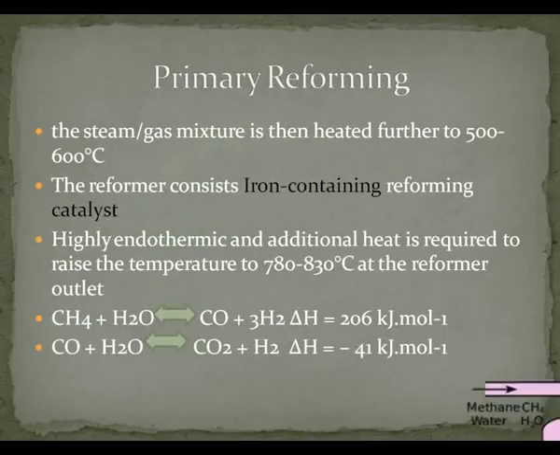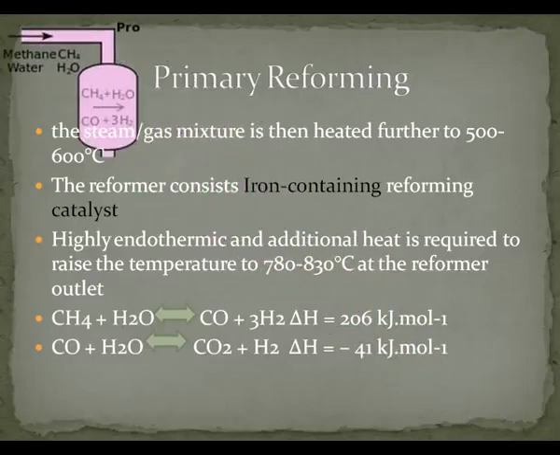Primary reformer. The steam gas mixture is then heated further to between 500 to 600 degrees Celsius after desulfurization. But because the reaction is highly endothermic, additional heat is required, so the temperature would be raised to a temperature between 780 to 830 degrees Celsius at the reformer outlet. The reformer consists of iron-containing reforming catalyst. So this is the first part in which catalysts are coming into action.